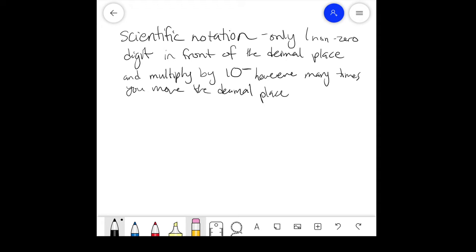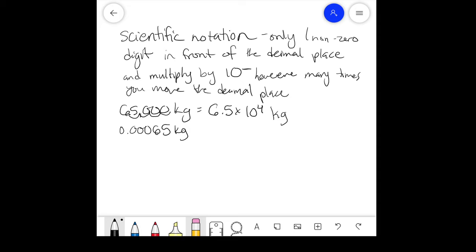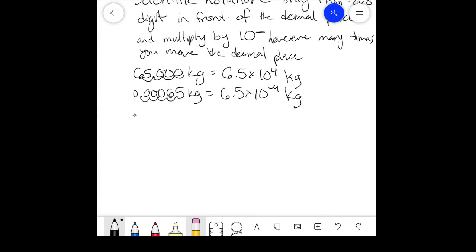So say an example would be 65,000 kilograms, and you move the decimal place 4 times to the left. So it'd be 6.5 times 10 to the 4th. Let's say you had 0.00065 kilograms, move that 1, 2, 3, 4 times to the right to get 10 to the -4.